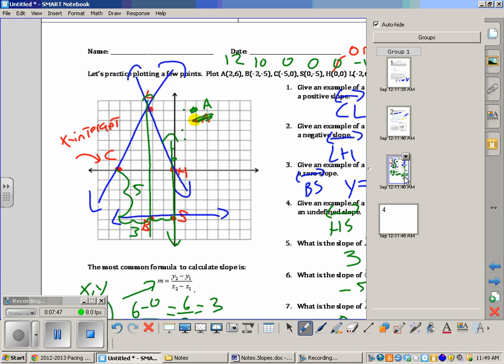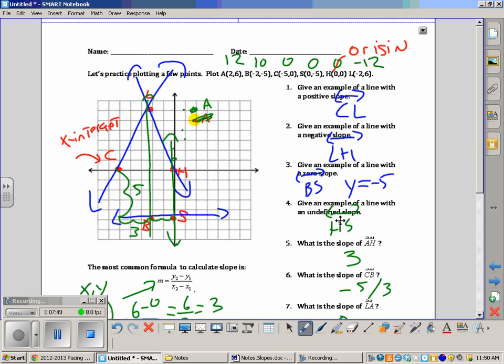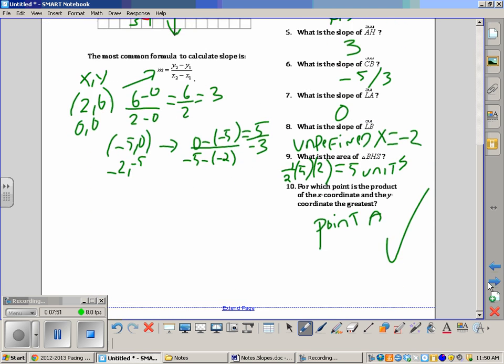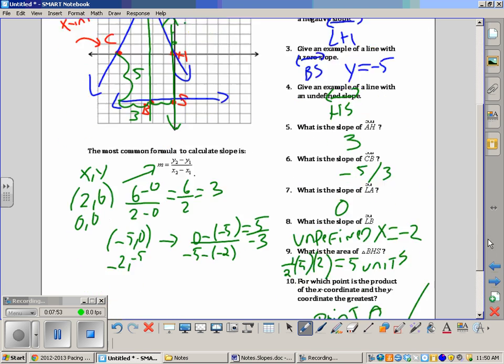Oh, actually, that's it. Those are the notes. The next thing is the handout. So that's the notes for today, the introduction or the review of slope.